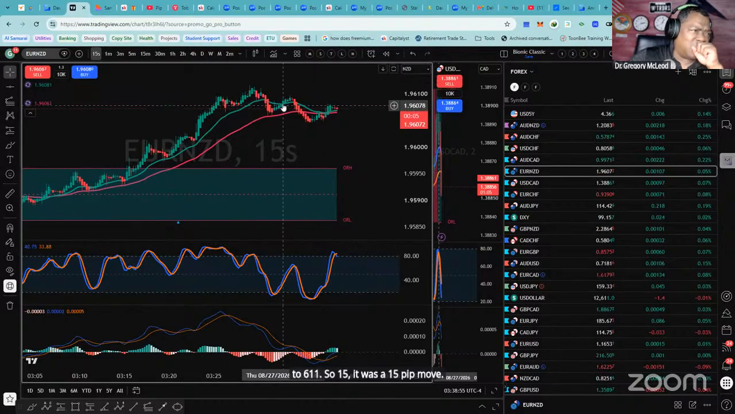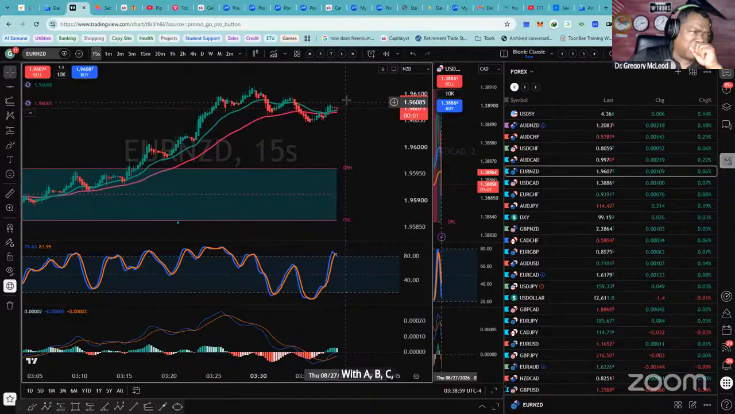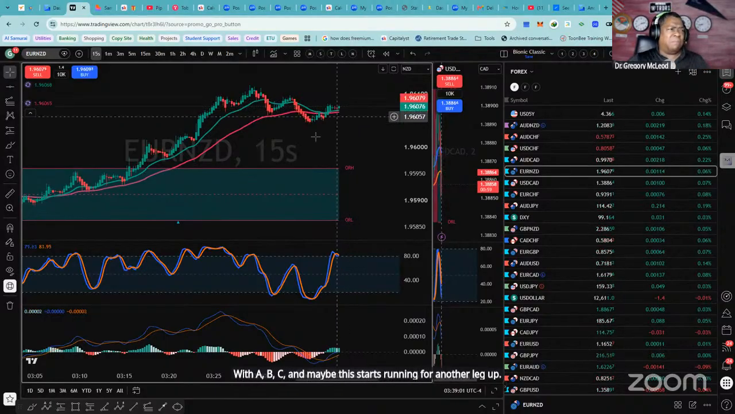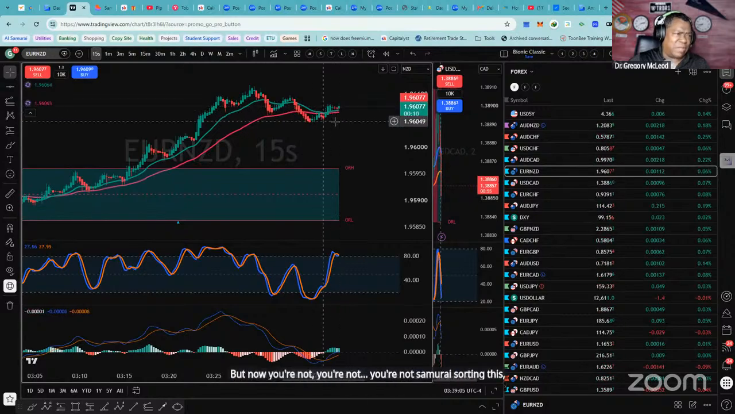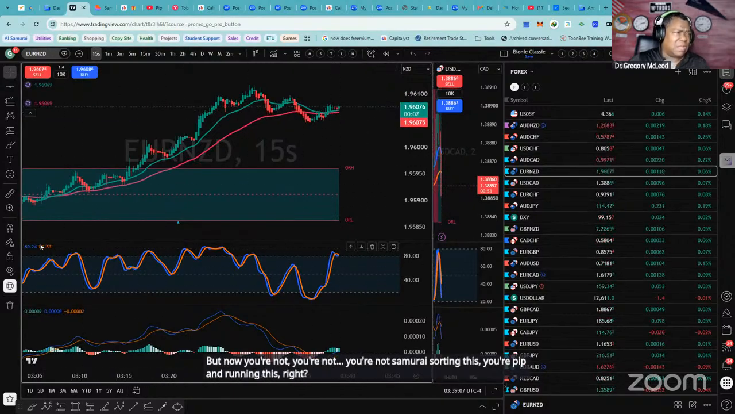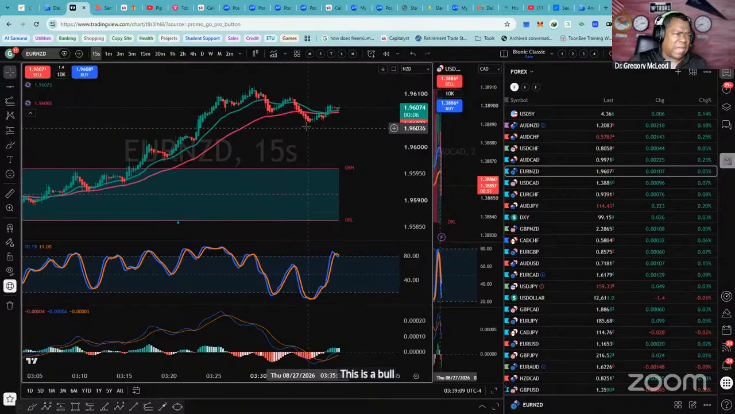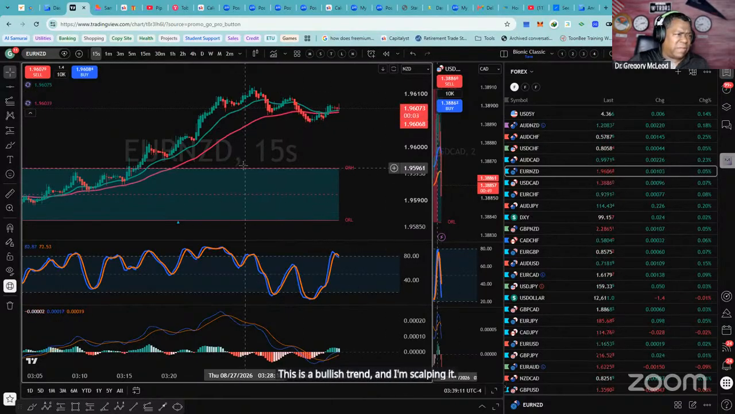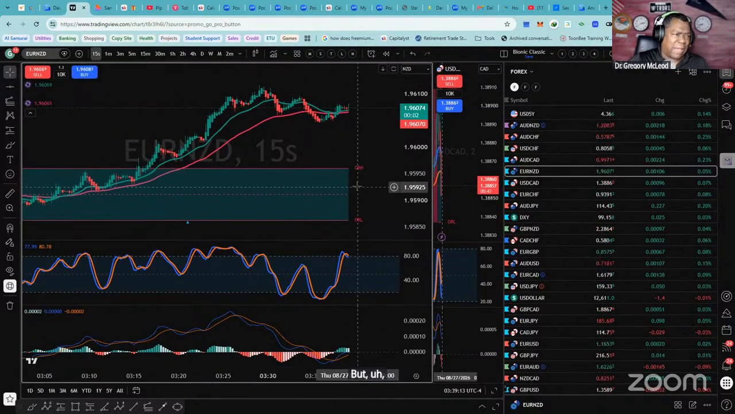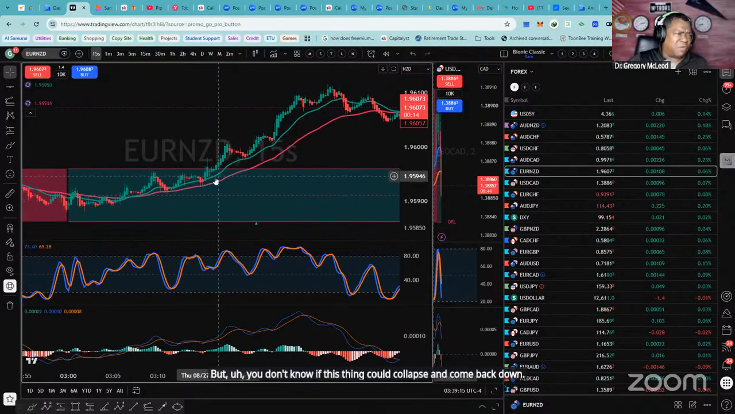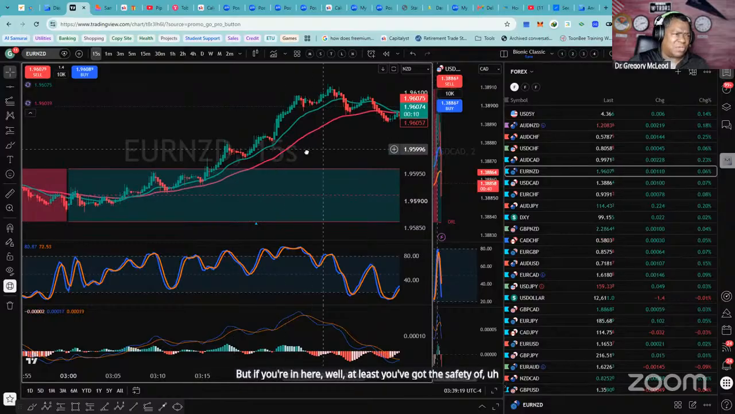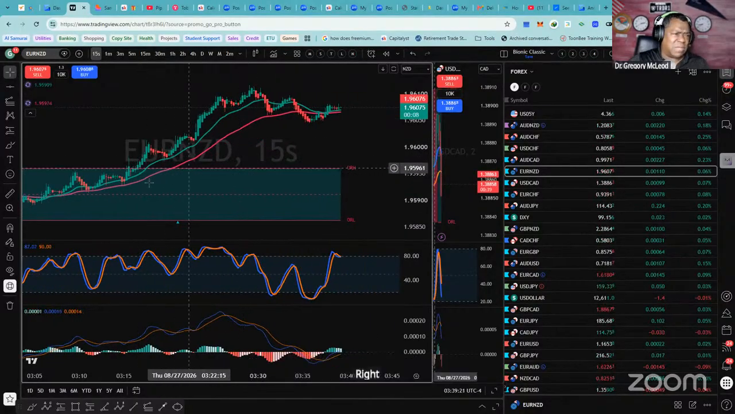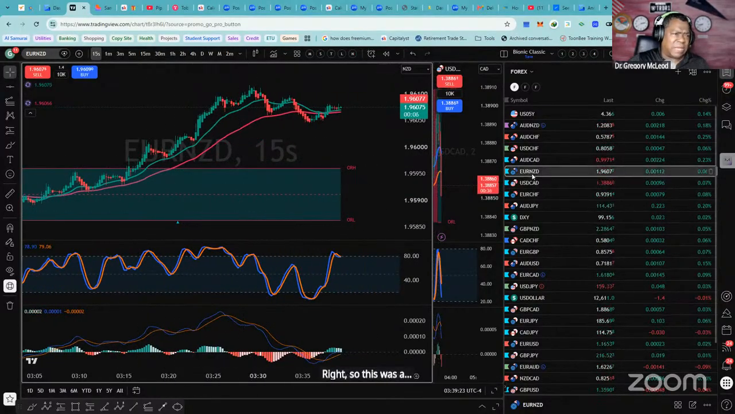You see the head and shoulders, an A, B, C, and maybe this starts running for another leg up. But now you're not samurai sorting this. You're pip and running this, right? You're just saying this is a bullish trend and I'm scalping it. But you don't know if this thing could collapse and come back down. But if you're in here, well, at least you've got the safety of the range, right? So this was a great one to get into.